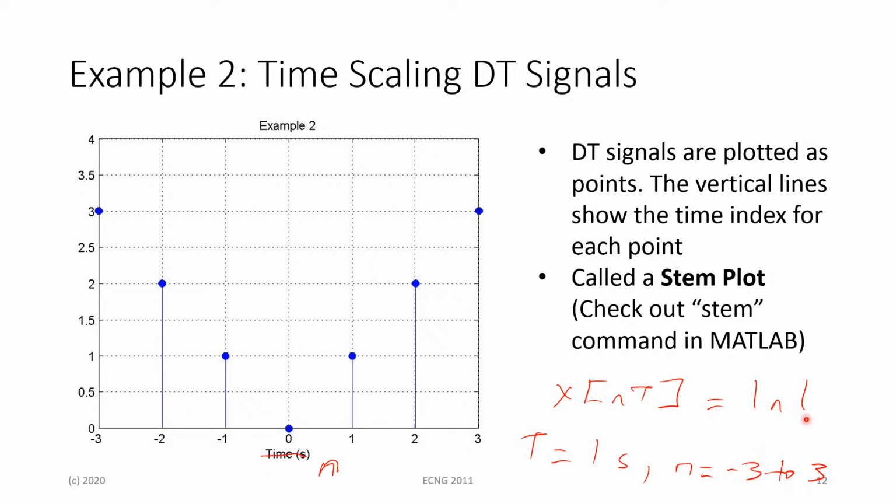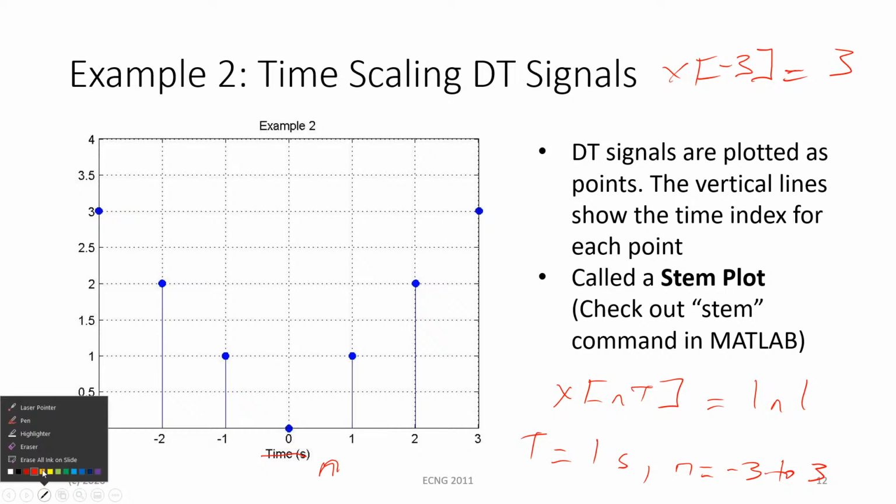N here being minus 3 is also going to substitute in here. And because it's a modulus, that means we only can take the positive value of it, or the magnitude, so we get positive 3. And as such, our end result is that x of minus 3 is just going to be 3. So that's how we obtain the magnitude of 3 here on our y-axis.